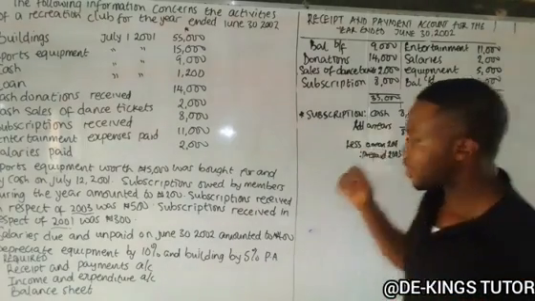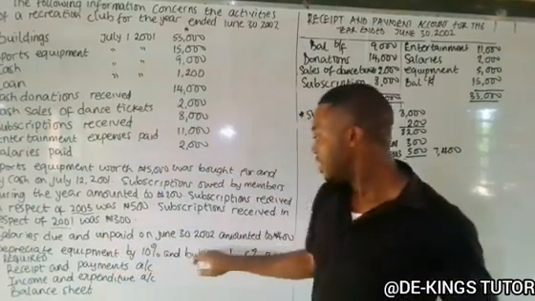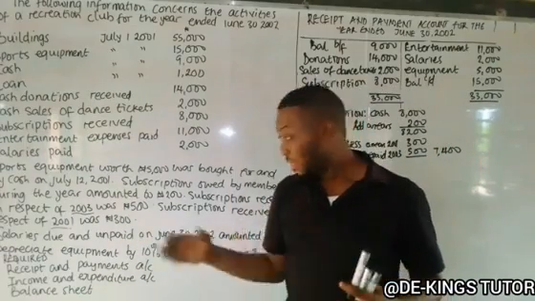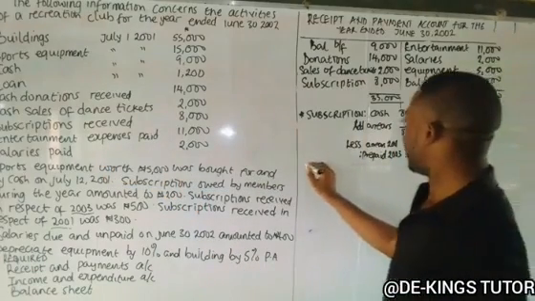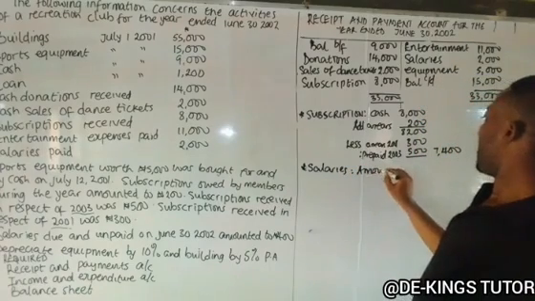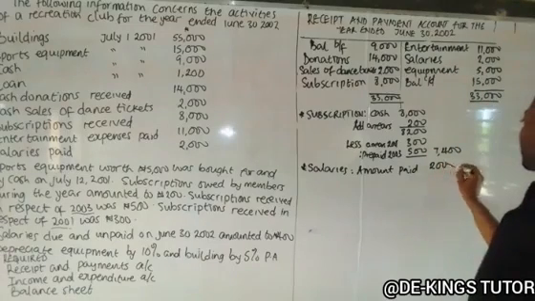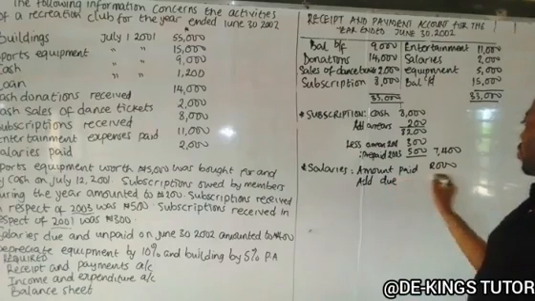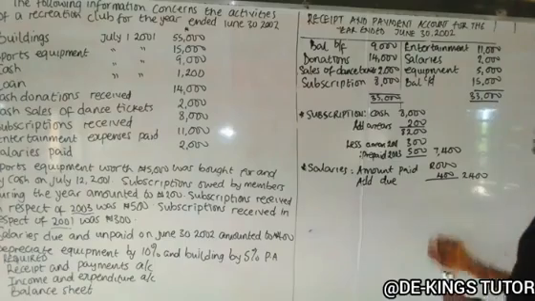Okay, so that's subscription. Now, another adjustment is salary. They say salary due and unpaid is 400. Remember, anything that is due or accrued is what? Accrued. So we're going to add it to the amount already paid. So we'll say salaries. Amount they paid is 2,000. Add due, which is 400. So I have 2,400.